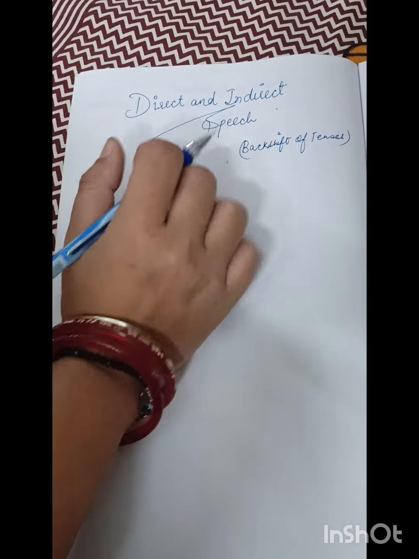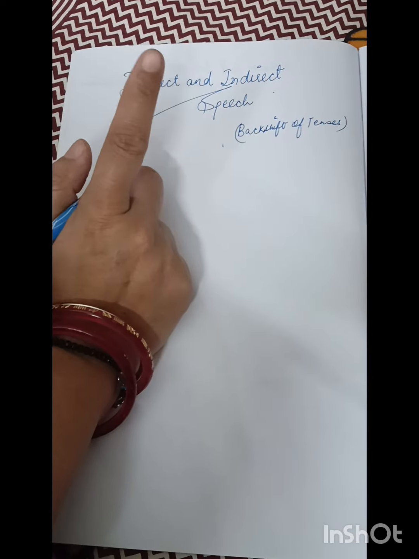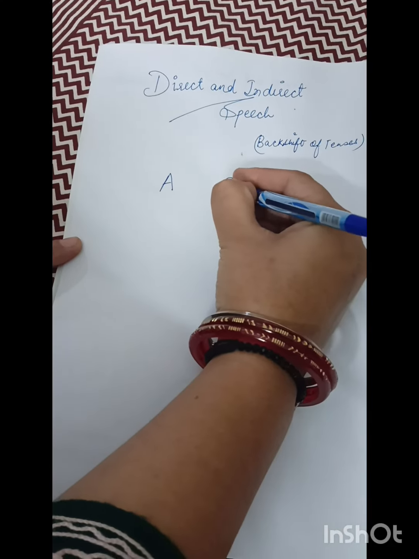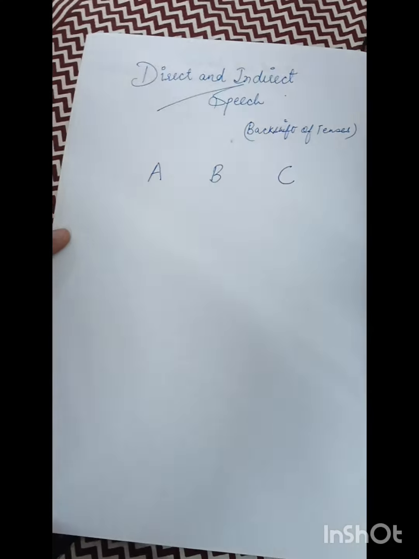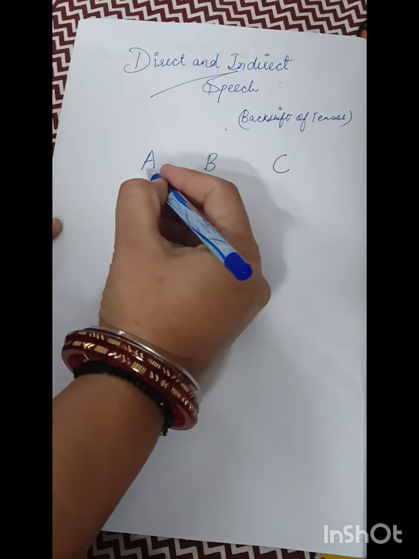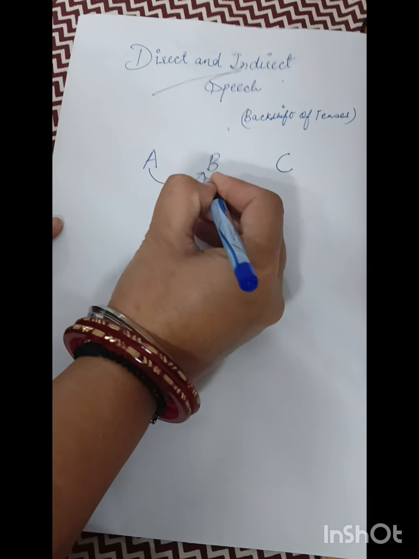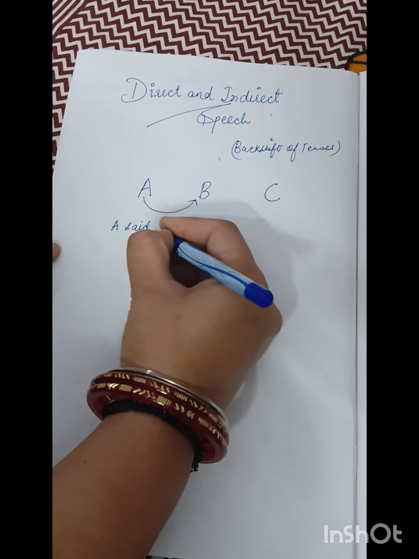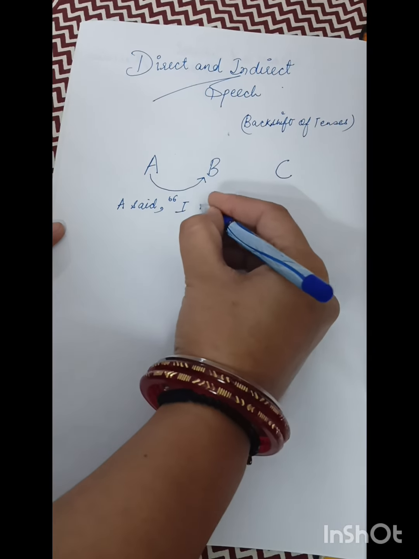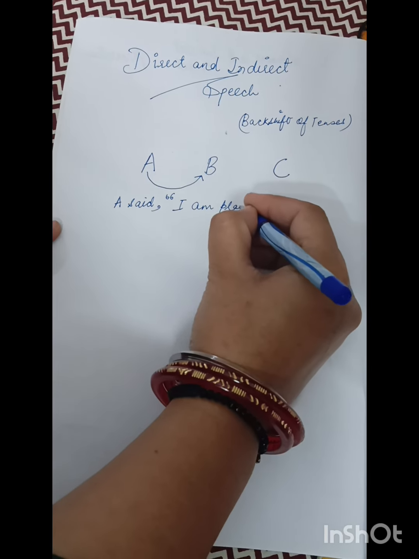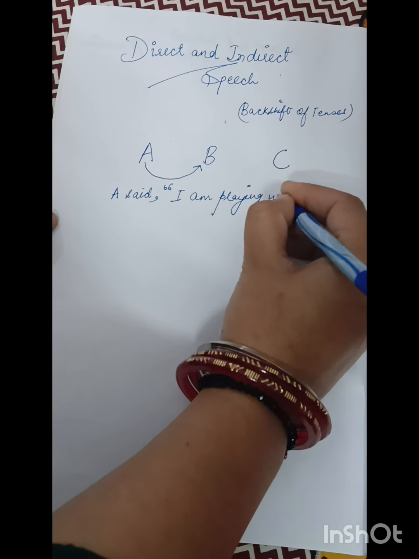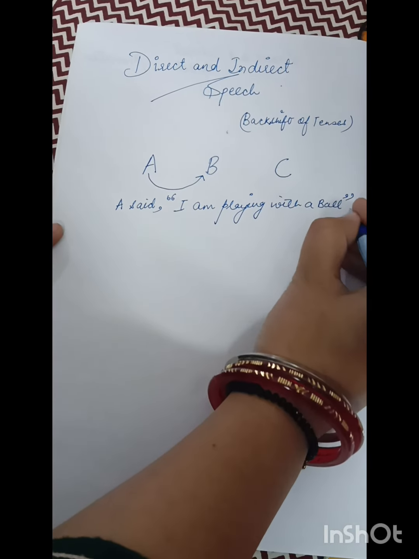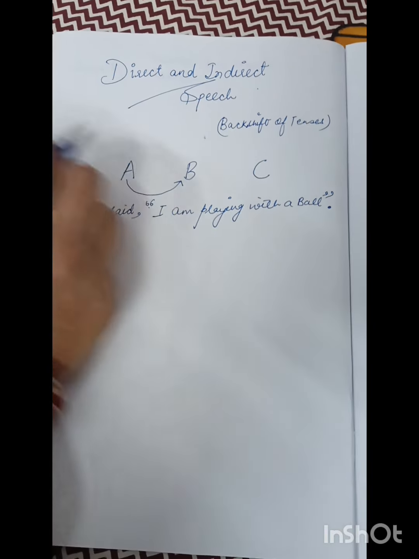Now, before I begin with direct and indirect speech, I want to give you a small example. There are three people, A, B, and C. Now, A said something to B. For example, A said, "I am playing with a ball." I have put this in inverted commas.